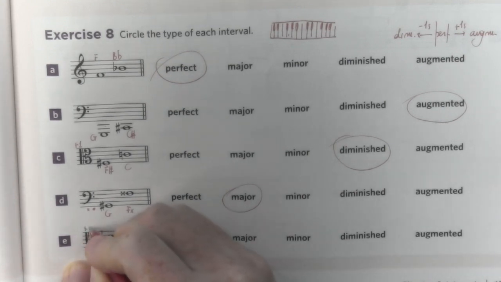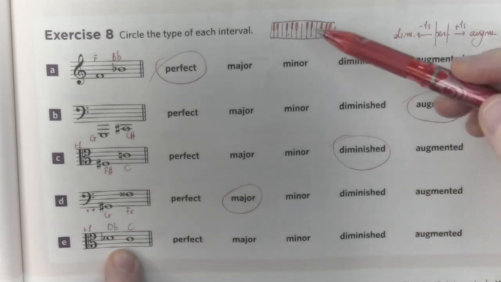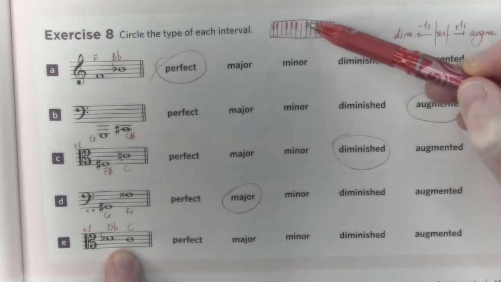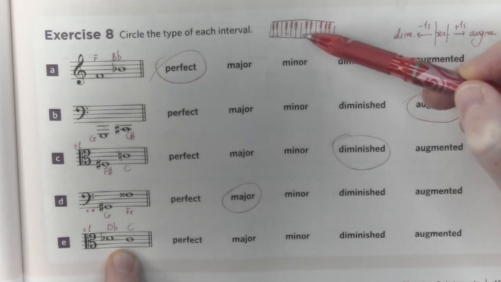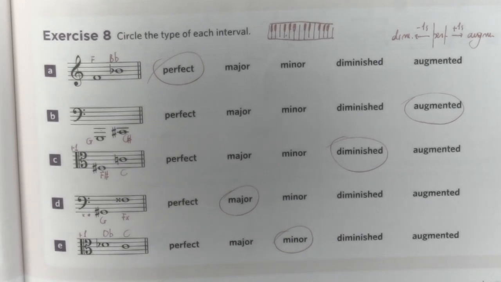Alto clef, treble clef plus 1. So Do flat becomes Re flat, B becomes C. This is a second. Now, D flat, C is a semitone. So minor. Done.